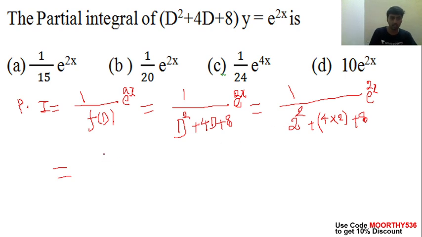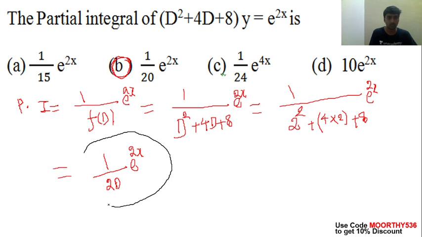So 1 divided by 20 into e power 2x. This is the solution for the given equation. Option B is the correct answer, because 1 divided by 20 into e power 2x is the solution for the given differential equation.